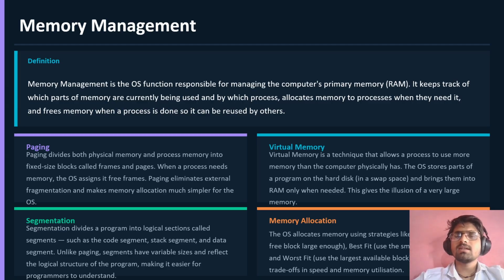Virtual memory is a technique that allows a process to use more memory than the computer physically has. The operating system keeps parts of the program on the hard disk in a safe space and brings them into RAM only when needed. This gives the illusion of very large memory.